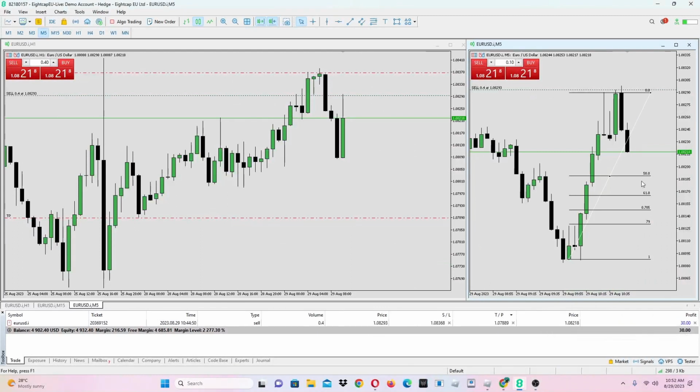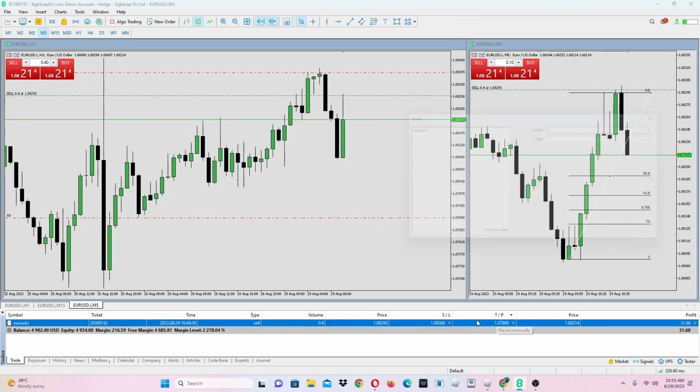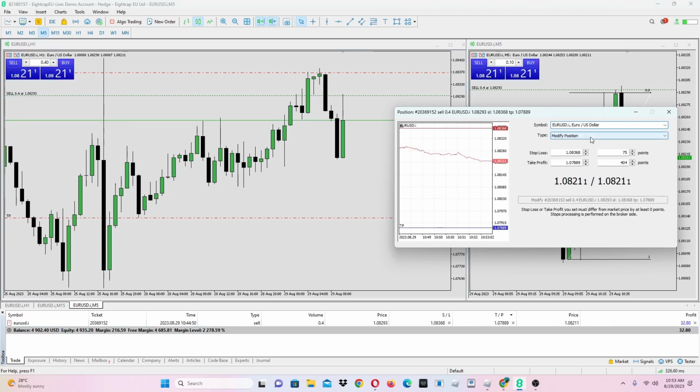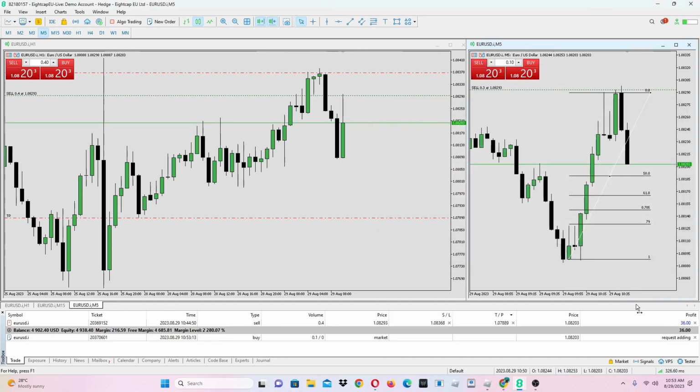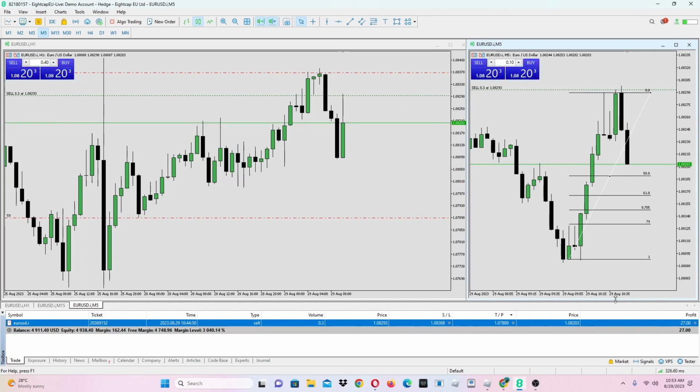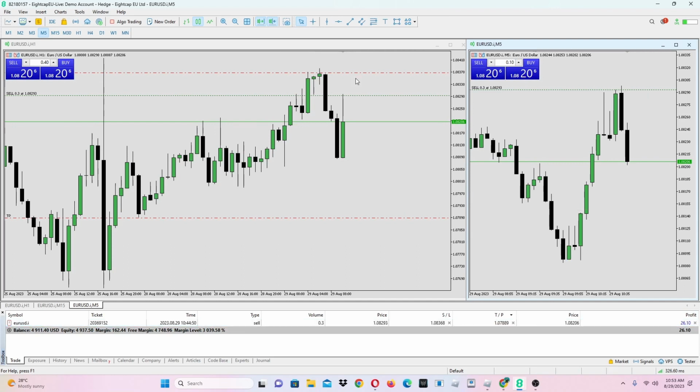So guys, as you can see, my 1-to-1 is hit. I will close one. So I closed 0.1 lot of my trade, and we had right now a shift in market structure.